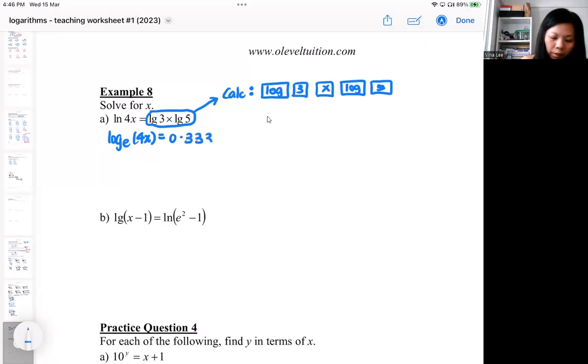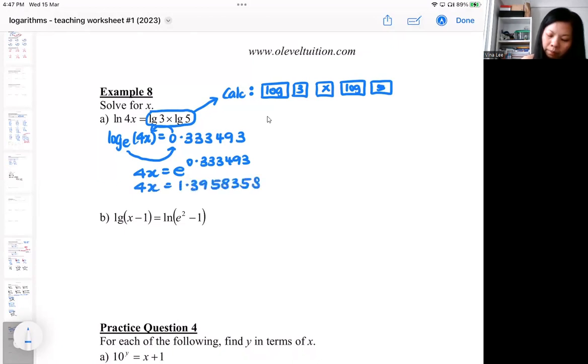So for a start, maybe you just write more decimal places. And don't forget, you know how to do the interchanging. So do the interchanging. So have more decimal places. And then you punch your calculator. Activate the E button. So when you do that, you get 1.3958358. Then of course you divide by 4. Divide that whole answer by 4, and eventually give a 3SF answer.